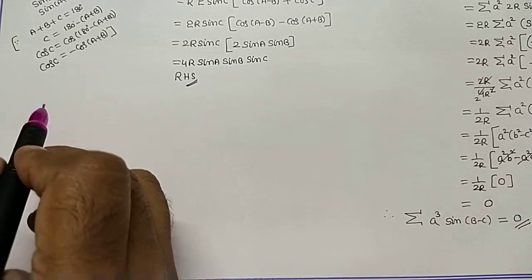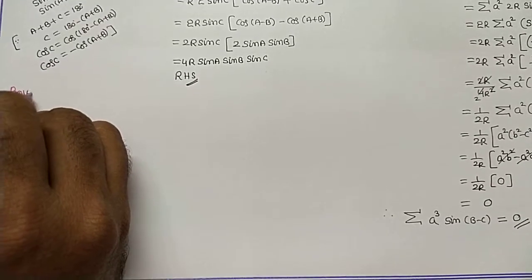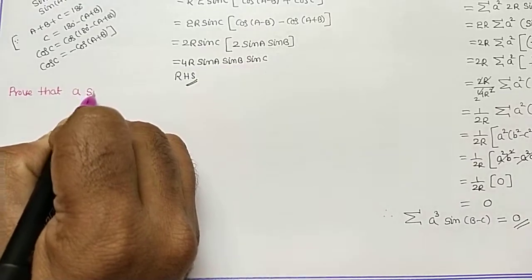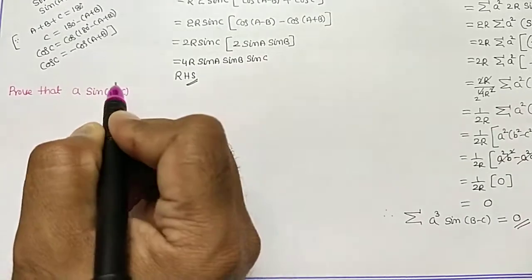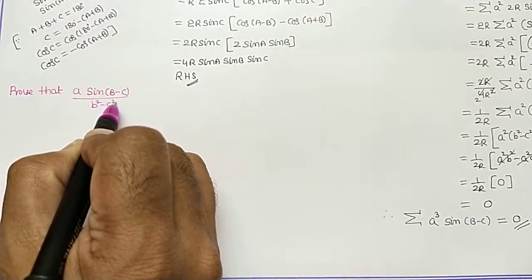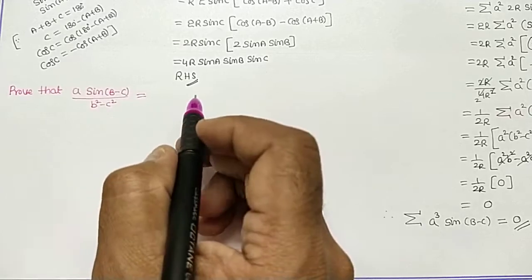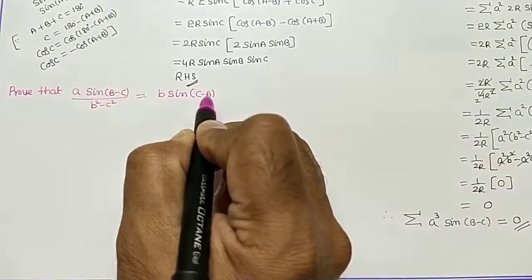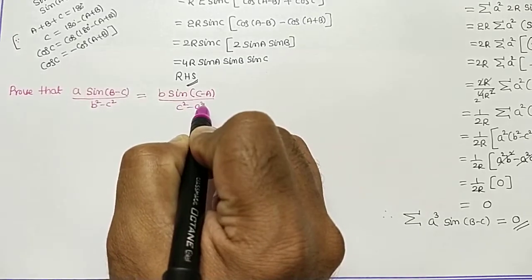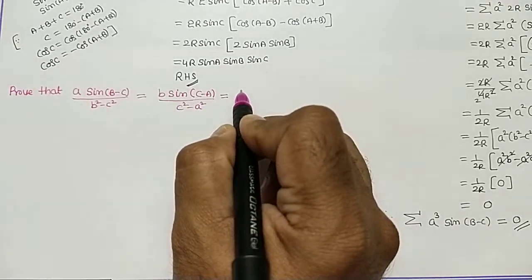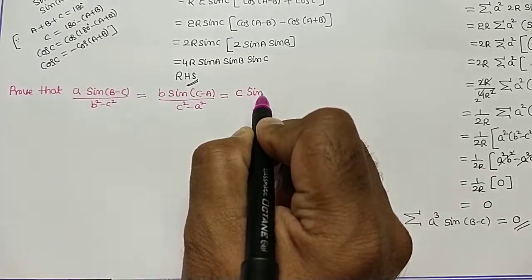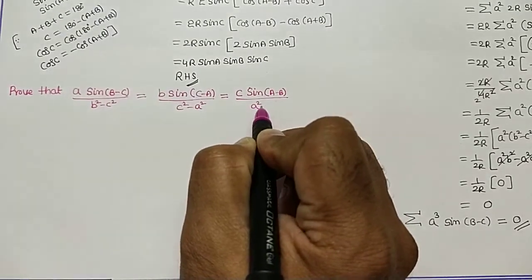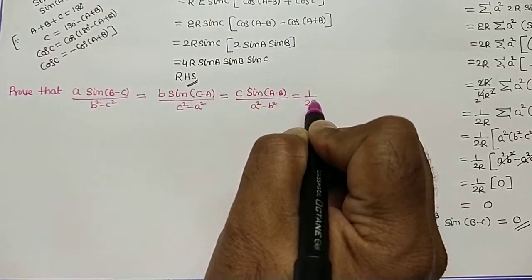The next question, prove that a into sine of B minus C divided by B square minus C square, which is equal to B into sine of C minus A divided by C square minus A square, which is equal to C into sine of A minus B divided by A square minus B square is equal to 1 by 2R.